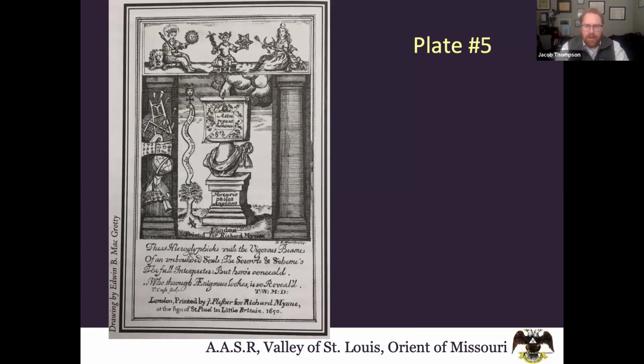The 5th plate is a book plate, kind of interesting. Again, predates Masonry. We see 2 columns, 2 Doric columns on the sides. We have a bust in the middle with its head covered. We have these figures up at the top. We have some writing down below. You can find that all in full detail on page 218.